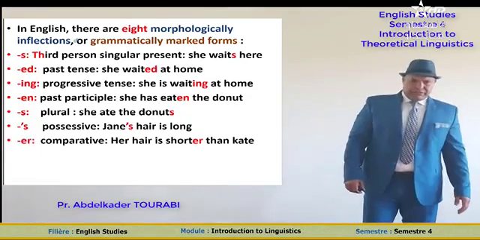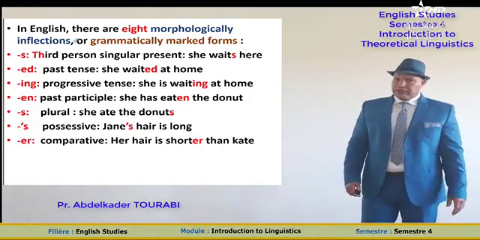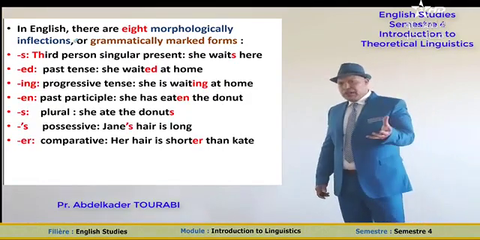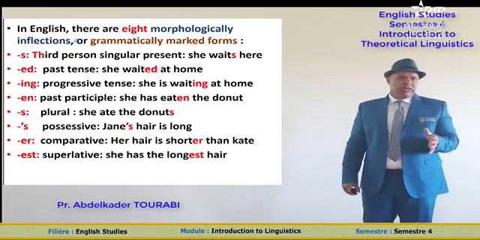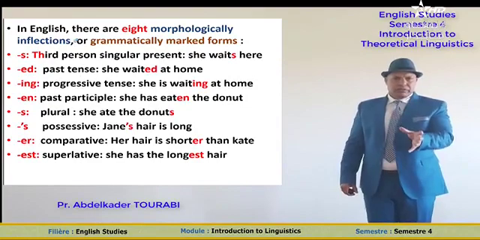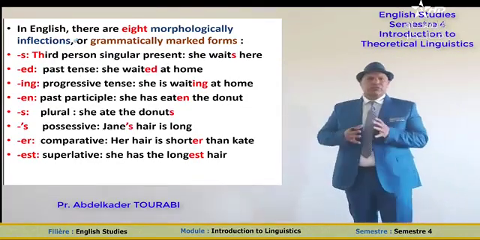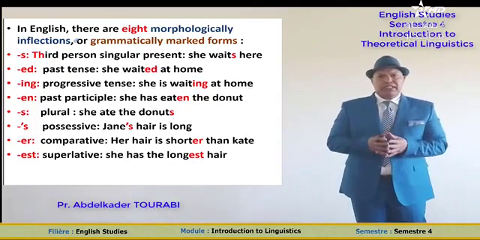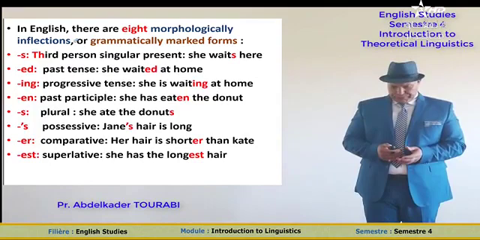The er is comparative: her hair is shorter than Kate's. And sometimes we have the superlative, est, superlative morphemes: she has the longest hair. So, as we discussed about the grammatical markers or morphological inflections, we have 8 morphological inflections in English.